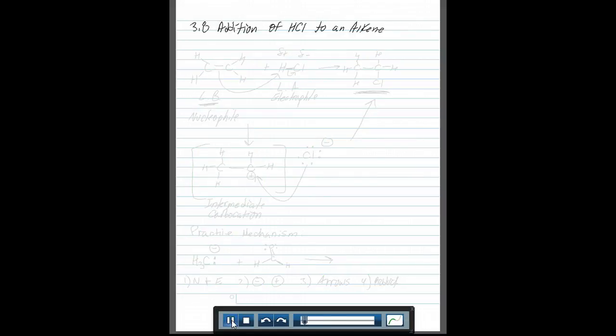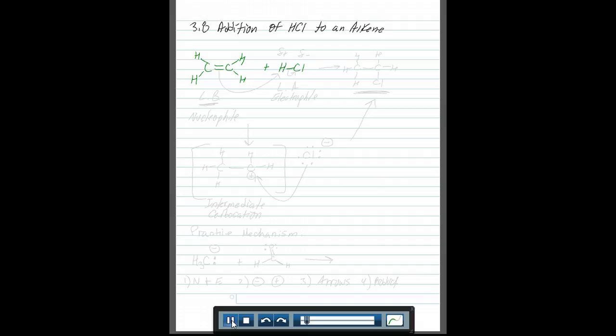All right, section 3.8 is the addition of HCl to an alkene. This is going to be our very first reaction that we're going to learn. Organic chemistry is about understanding the chemistry of carbon. And we're going to talk a lot about these chemical reactions and what carbon can do.